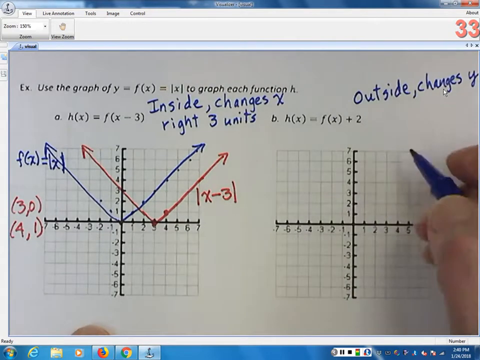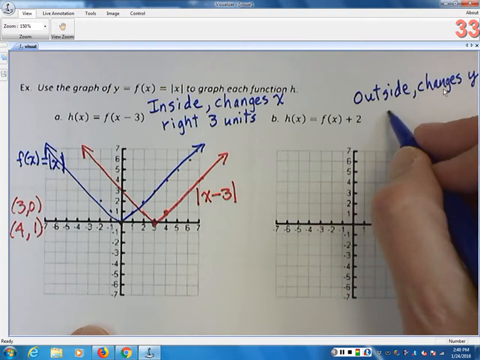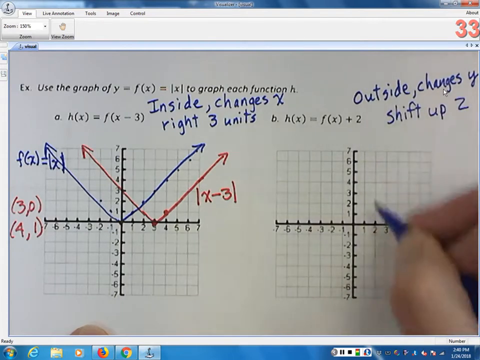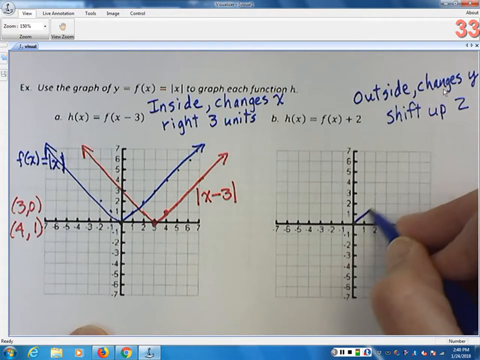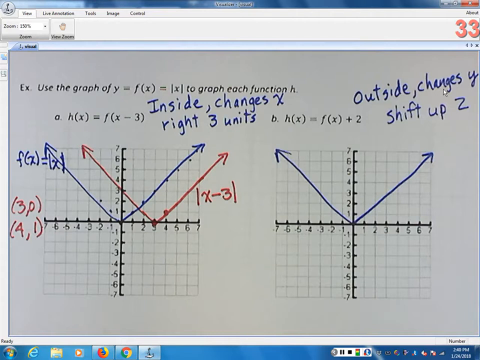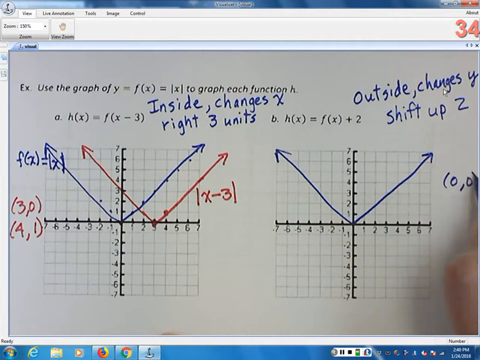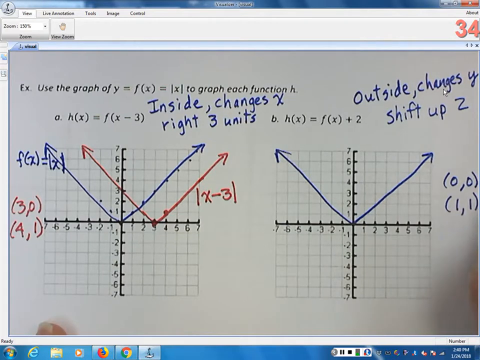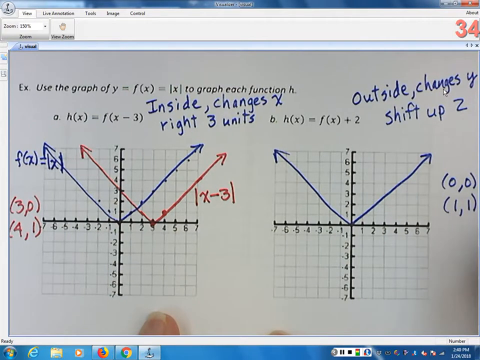Okay, so it's a shift up 2. We, again, are starting with our absolute value. But now we're shifting up 2, so we're going to go from 0, 0 to, and from 1, 1, we're going to add 2 to the y coordinate. So we're going to go to 0, 2, and 1, 3.